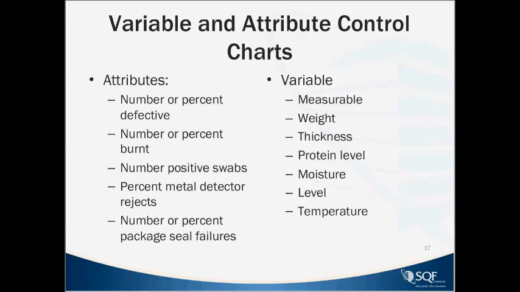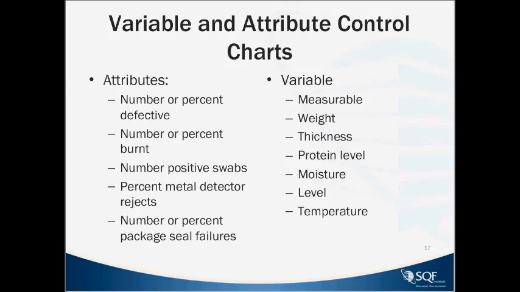So when we're talking about control charting or any type of measurement, there's two different types of ways that we measure. We have what we call a variable measurement, and these are types of things that we typically attach numbers to, and we measure them: weight, thickness, moisture, protein control, temperature, levels of hoppers, those sorts of things. Very common types of variable measurements that we use in the food industry.